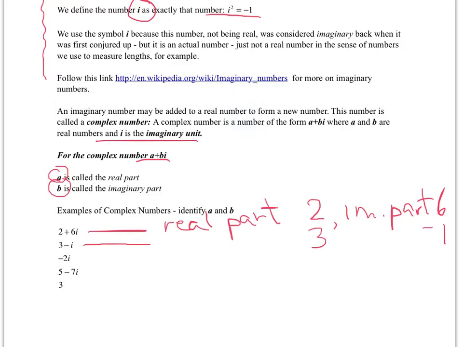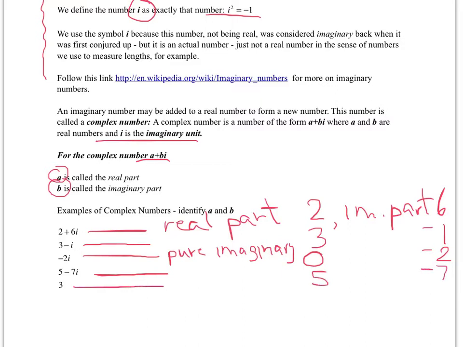In the second example, the real part is 3, and the imaginary part is -1. In the third example, the real part is 0, because this is a pure imaginary number. The imaginary part is -2. So this one is pure imaginary, because the real part is 0. And in this example, the real part is 5, the imaginary part is -7. And in the final example, the real part is 3, and the imaginary part is 0.